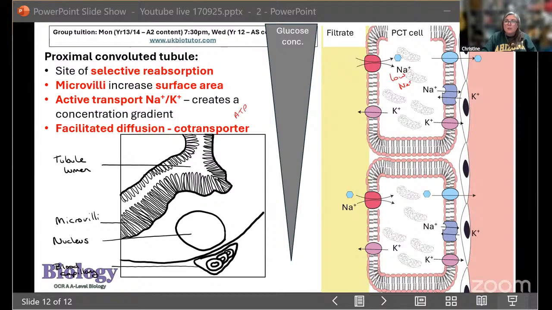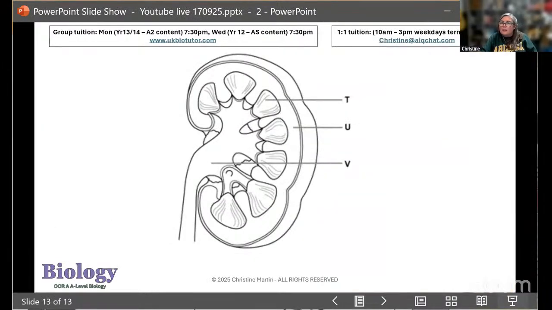So if we were to look at, for example, 2023's paper, 2023 gave a picture that looked like this.